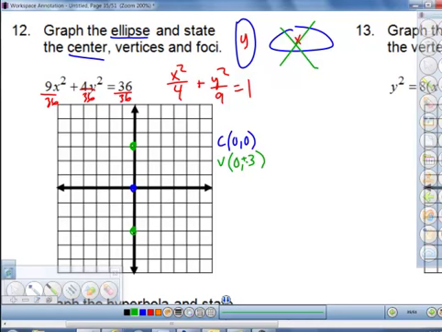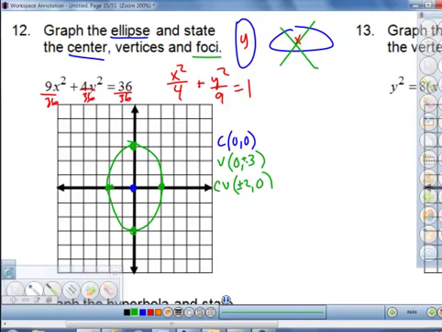Now, extra credit. Let's do co-vertices. Co-vertices, we take the square root since this is underneath the x, so that's going to be 2, and 2 this way. And so then we could just draw our parabola, or not parabola, our ellipse. Okay, there's our ellipse. Co-vertices are at plus or minus 2, 0.